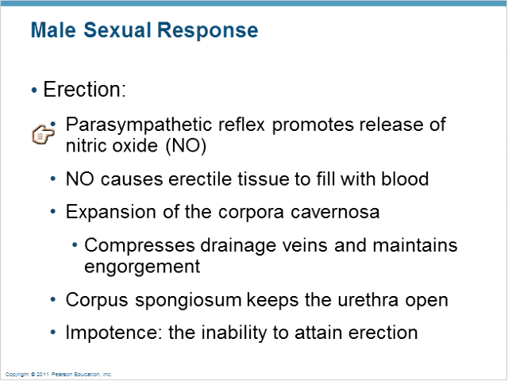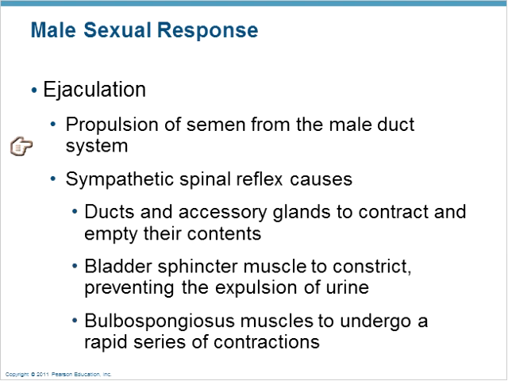The parasympathetic reflex promotes the release of nitric oxide. Nitric oxide causes erectile tissue to fill with blood. There is expansion of the corpus cavernosa, which compresses the drainage veins and maintains engorgement. The corpus spongiosum keeps the urethra open, and impotence is the inability to attain erection. Ejaculation is the propulsion of semen from the male duct system. The sympathetic spinal reflex causes the ducts and accessory glands to contract and empty their contents.